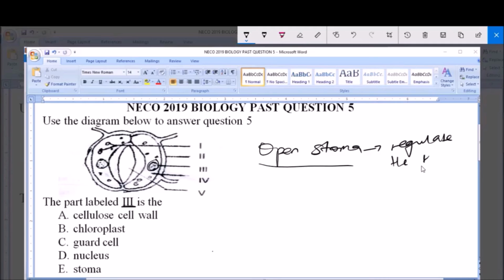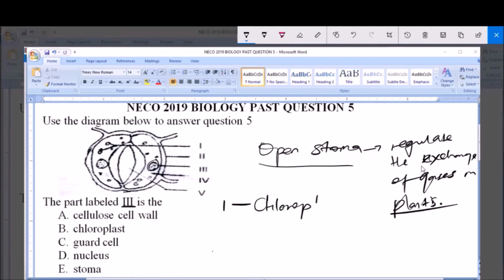It regulates the exchange of gases in plants. When it opens, gases are exchanged, and when it closes, no gas is exchanged. So this is an open stoma because the stomata pore is open. Now, to know what III represents, we have to label this diagram.